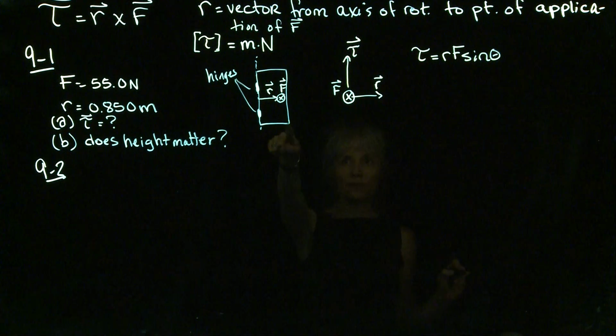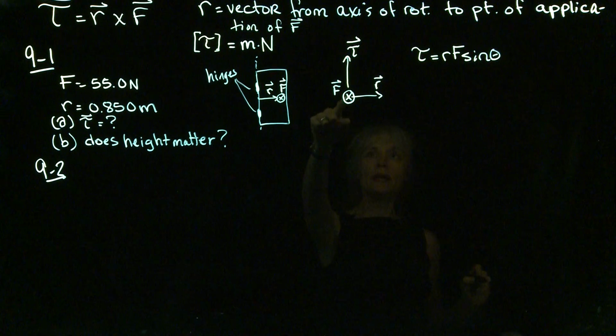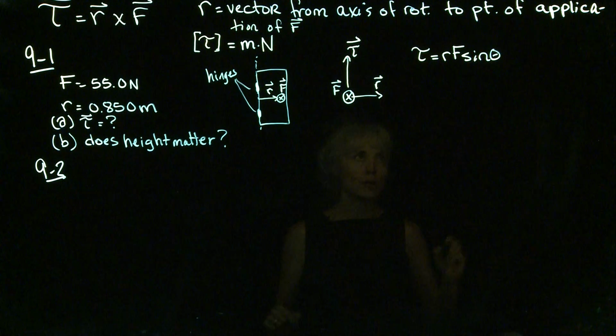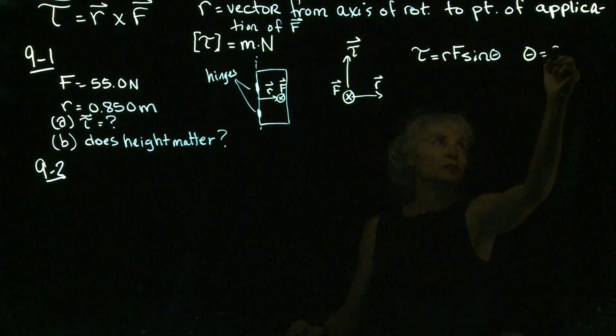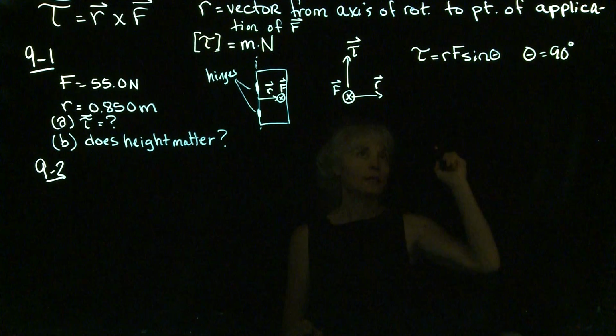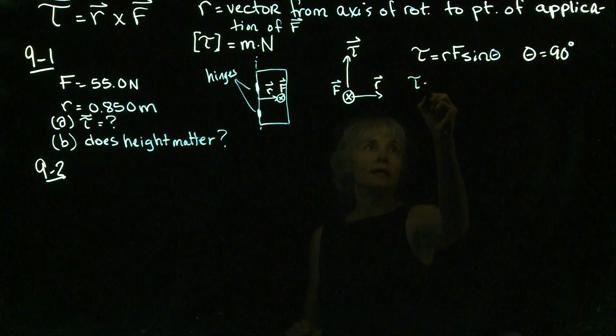So what is theta for this particular case? Well, R and F are at 90-degree angles to one another. So theta is equal to 90 degrees in this case. So we can calculate the torque then immediately.